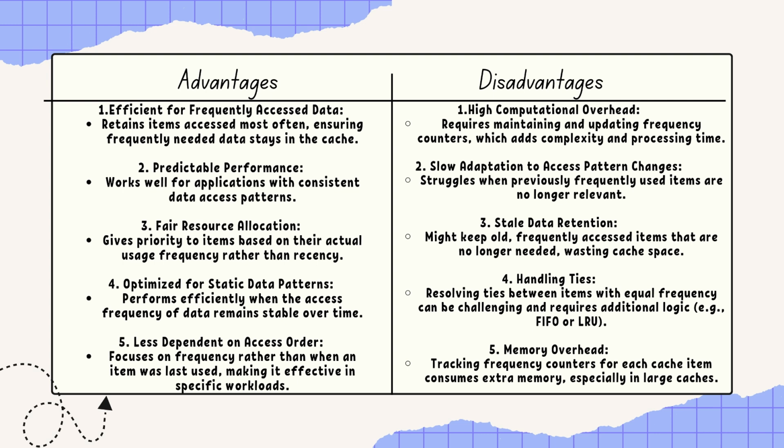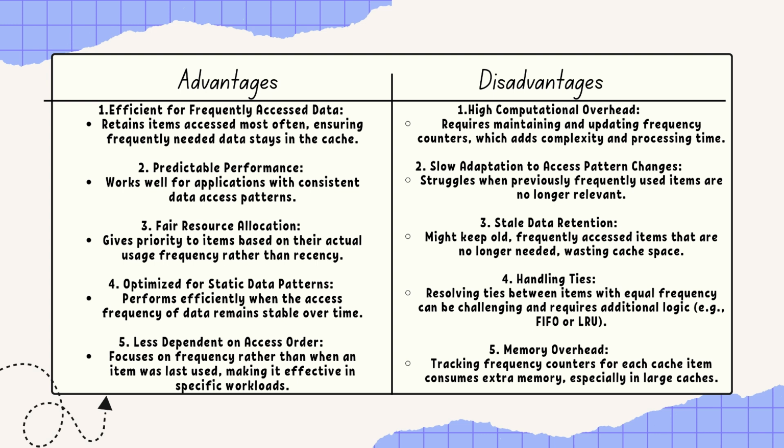Number 4 is optimized for static data patterns. It performs efficiently when the access frequency data remains stable over time. So the last advantage is less dependence on access order. It focuses on frequency rather than when an item was last used, making it effective in specific workloads.